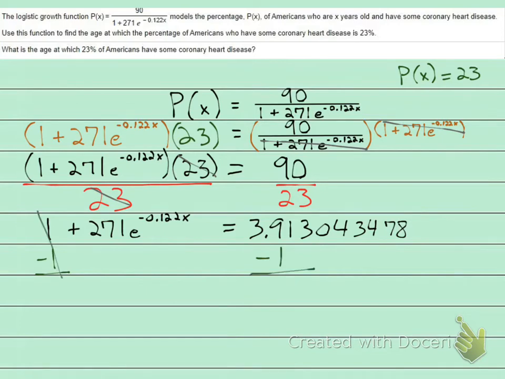1 minus 1 is 0, so now I have 271 e to the negative 0.122x, and that's going to equal 2.913043378. All right, continuing on to get my x by itself.